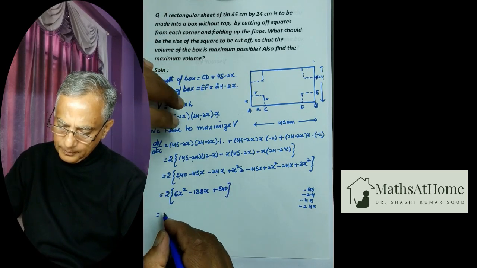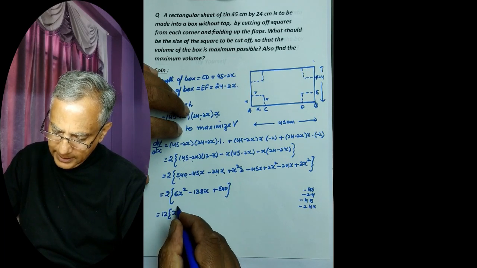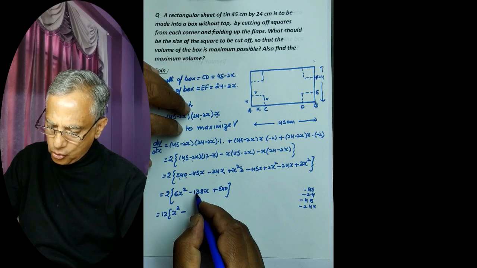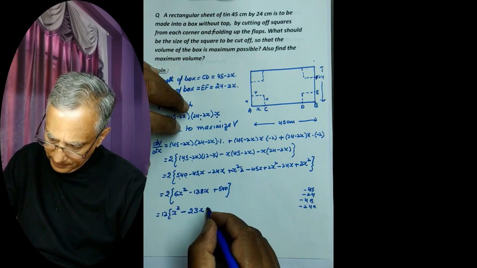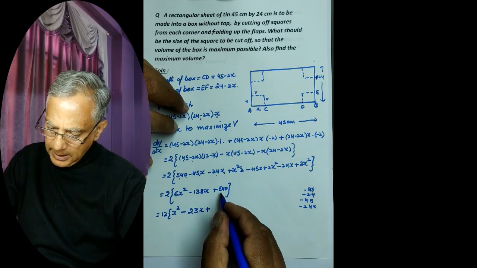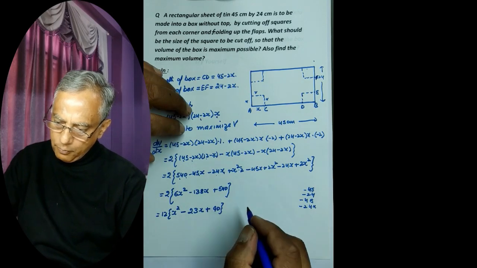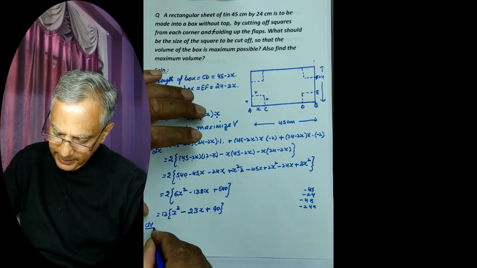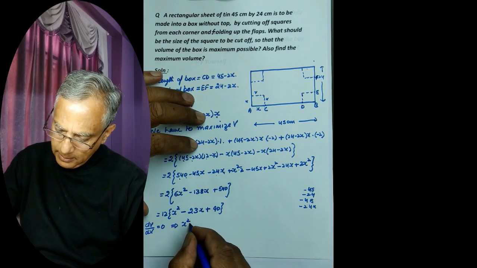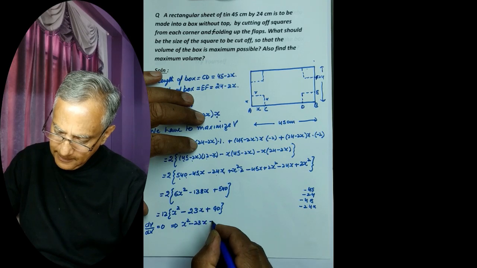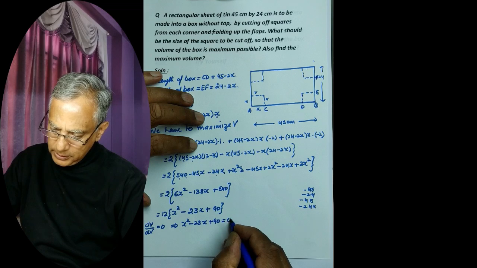So this is equal to 6 is common. So we get 12 into x square minus 23x, 6 2s are 12, 6 3s are 18, plus 9 6s are 54, 90. So put dv by dx equal to 0. This implies x square minus 23x plus 90 is equal to 0.